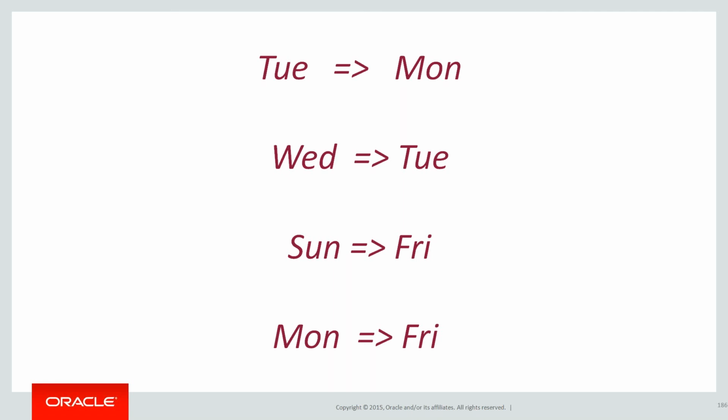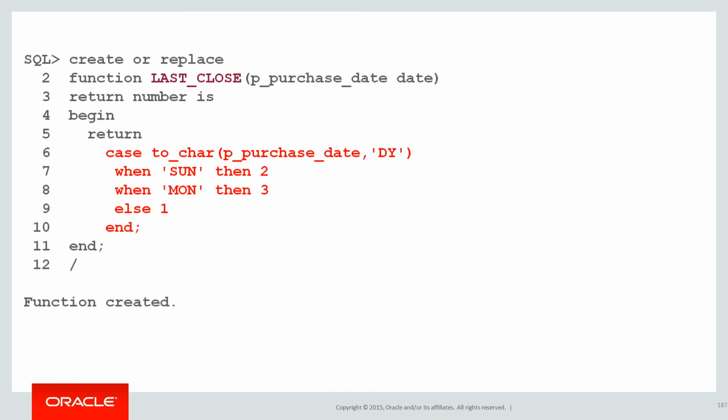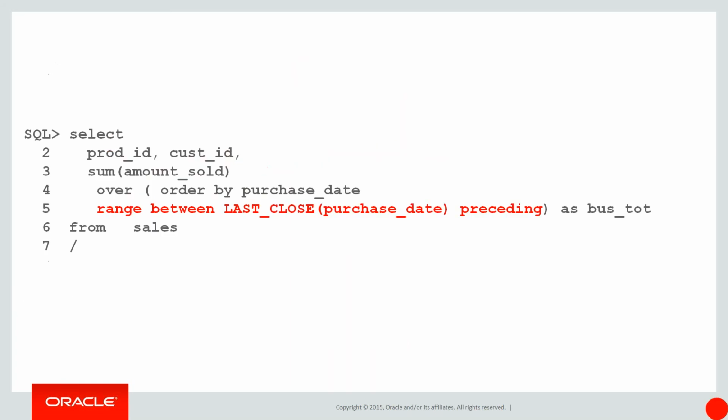And same on Monday, I want all the sales from Friday because I didn't do a business close on the weekend. I could create a function that says this is the number of days I'm going to look back depending on the incoming date. So for Sunday, look back 2 days, Monday, look back 3 days, otherwise we look back 1 day. I can actually put that function into my window clause. So the actual range dynamically changes for every single row that comes in. It's very, very powerful.